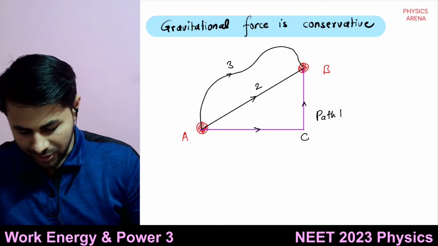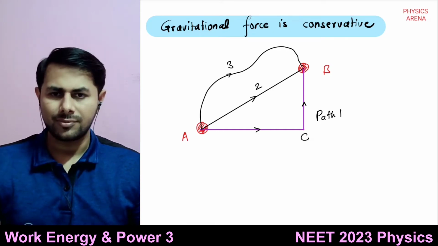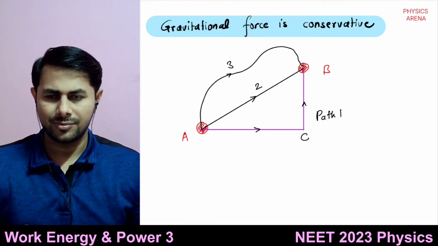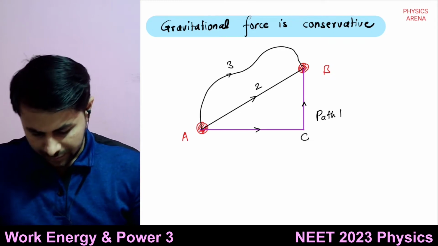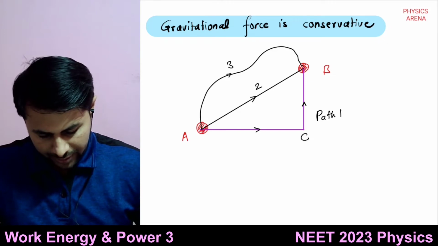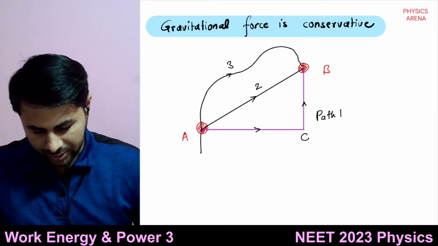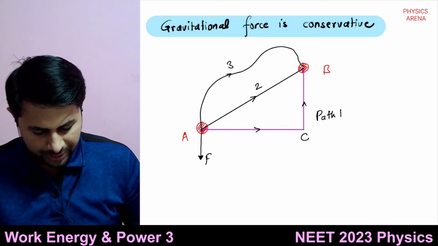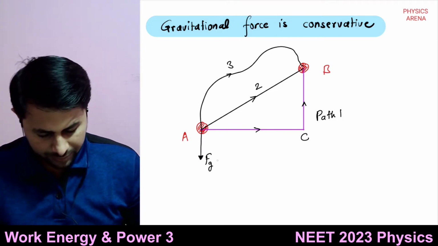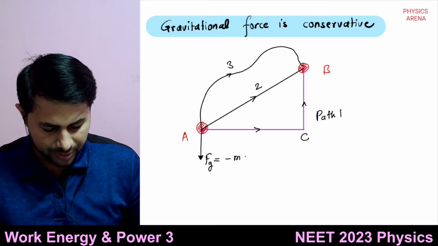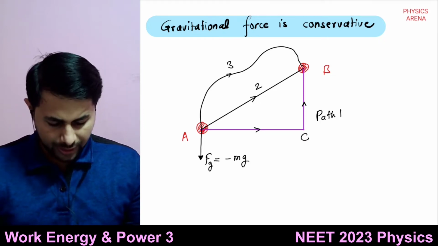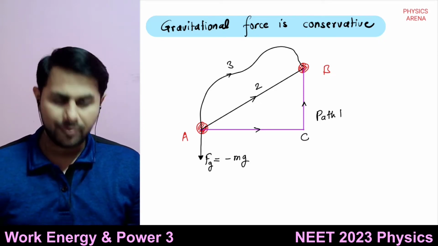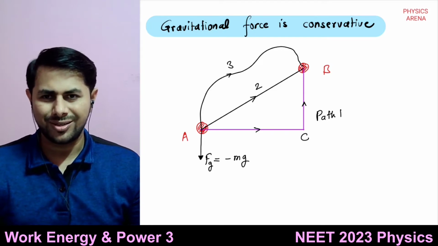So what is direction of gravitational force? It will act downwards, right? So gravitational force acting on this ball is downwards. Okay, so F suffix g is the gravitational force, and it's equal to minus of mg. And now when I move it from A to C, what will be the work done? Tell me.